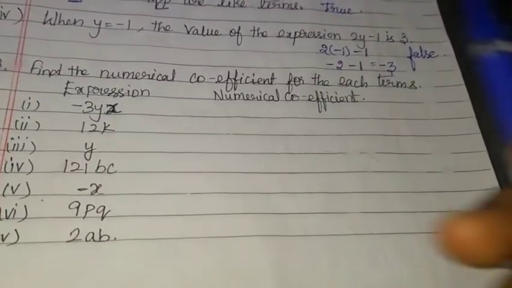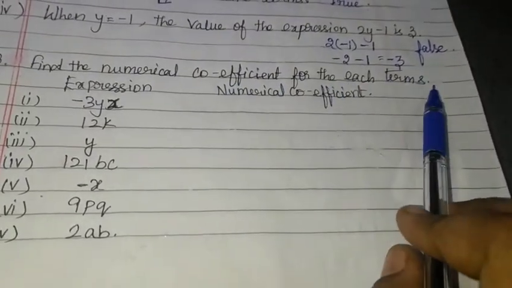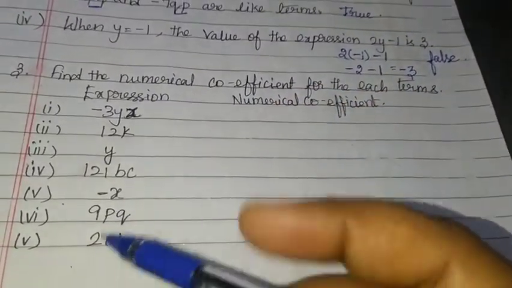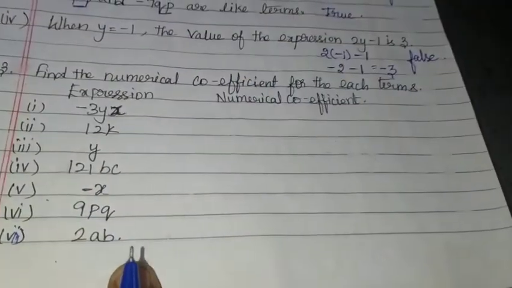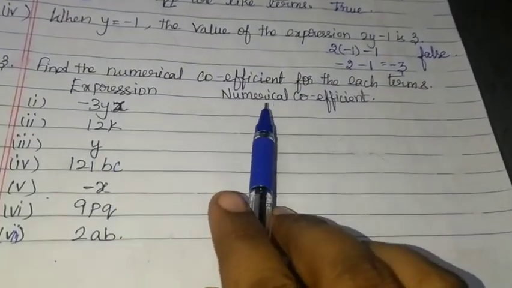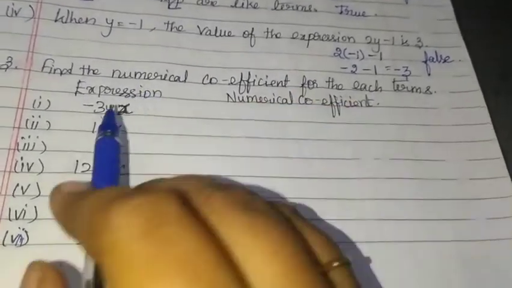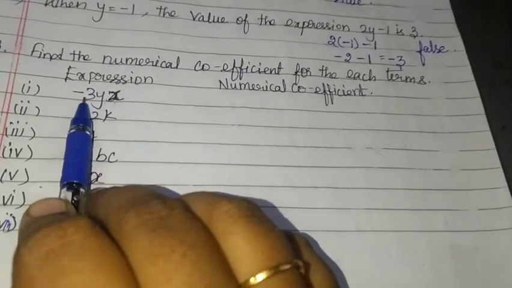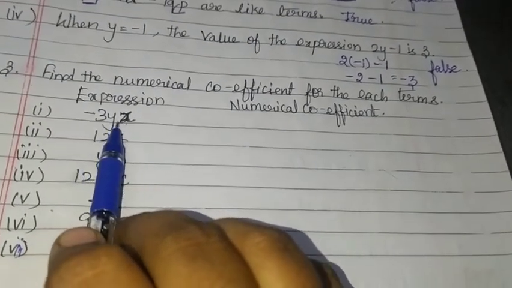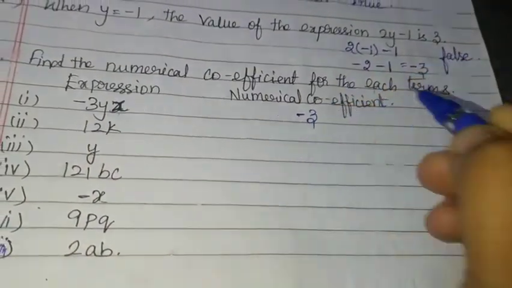Students, next is question number 3. Find the numerical coefficient of each term. They have given nearly 7 terms here. How many terms? 7 terms they have given here. So we have to write only the numerical coefficient. Okay? So listen children, in this expression which is the numerical coefficient, open your mouth and say. -3yx is there. So the numerical coefficient is -3.